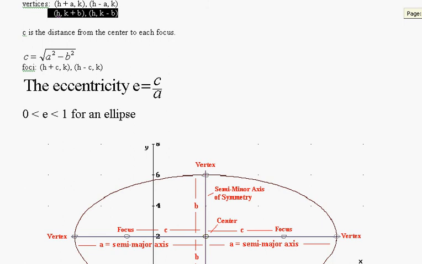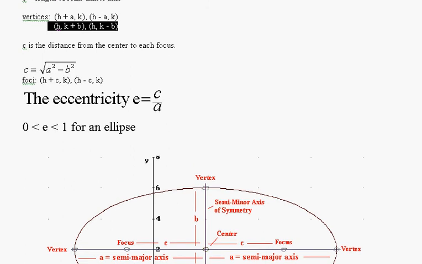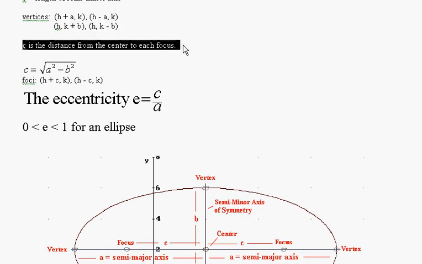We also, if we look at the graph momentarily, have something called C, and that represents the distance from the center to each focus. So the letter C represents the distance from the center to each focus.